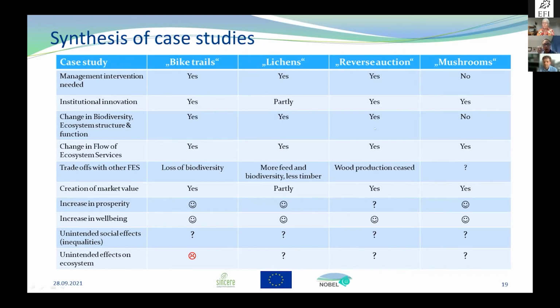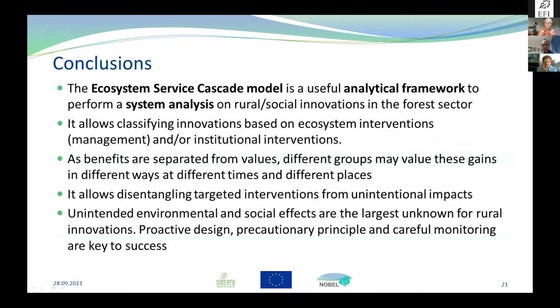What we can conclude from our story is that using the ecosystem service cascade model is a useful analytical framework to compare innovations in forestry. It's also a system that is visually attractive and which allows us to work flexibly at different scale levels. It allows us to classify and compare innovations based on the presence of management and institutional interventions, yes or no. It is able to separate market creation, value creation, which is very context dependent, from the situation. It allows disentangling targeted interventions from unintentional impacts.